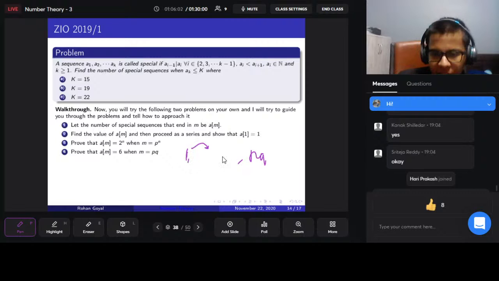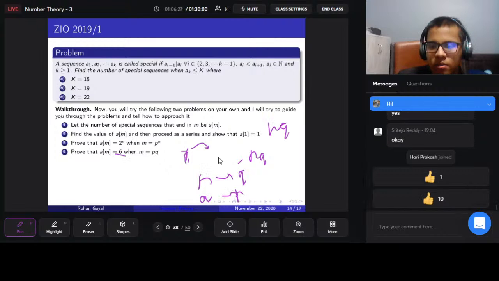Either you multiply it directly by PQ, or you multiply it by P, then you multiply it by Q, or you multiply it by Q, then you multiply it by P. Those are three cases, and you double them because you could have just removed one. So 3 into 2 is 6. This is fine.